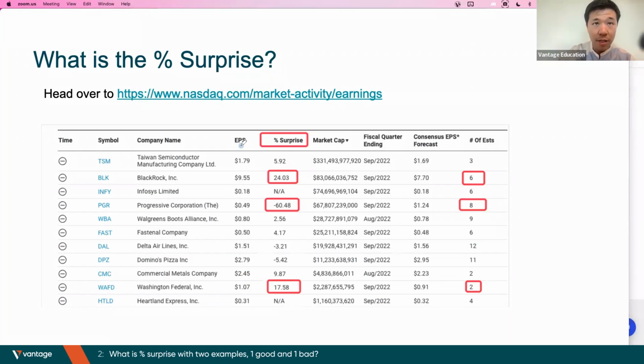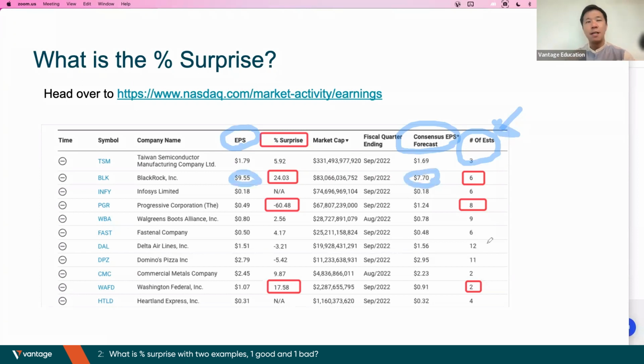So what you look for is earnings per share. This is the actual earnings per share that the company released. This was the consensus EPS forecast, which means this was what the analysts were expecting. This is the number of estimates, so this was the number of analysts estimating the EPS. And of course, the big thing is when there's a big difference in the EPS. For example, for BlackRock, 9.55 versus 7.70.